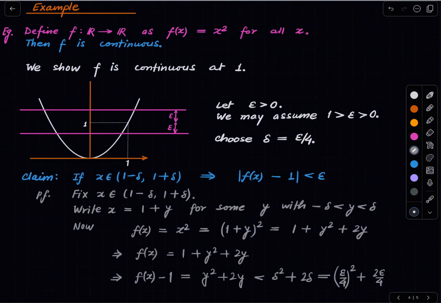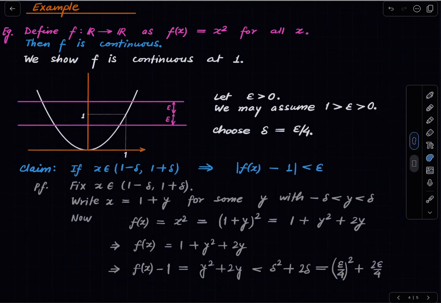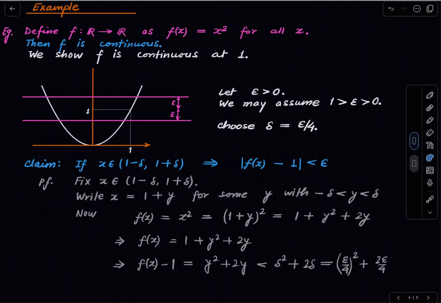Okay. And unfortunately, I've run out of space. So let me try to make some. All right. So what is this thing? This is equal to, right? But since epsilon is less than 1, epsilon square is less than epsilon. So this whole thing is less than epsilon by 16 plus epsilon by 2, which is less than epsilon. So basically, this whole thing is less than epsilon.